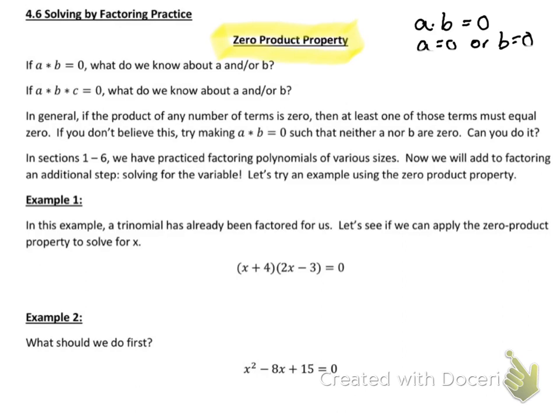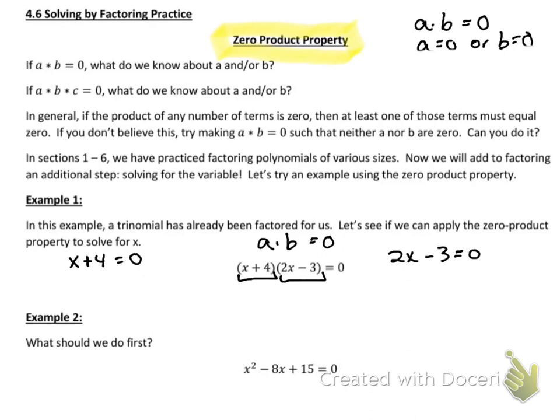So let's use the zero product property to start the first example. Here, instead of a times b equals 0, we have something a little bit fancier. We have x plus 4 times 2x minus 3. Even though they're a little bit fancier, the zero product property still absolutely applies. The only way for this whole thing to be equal to 0 is either for x plus 4 to be 0 or for 2x minus 3 to be equal to 0. One of those two statements must be true.